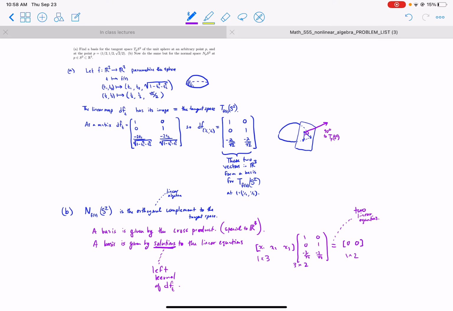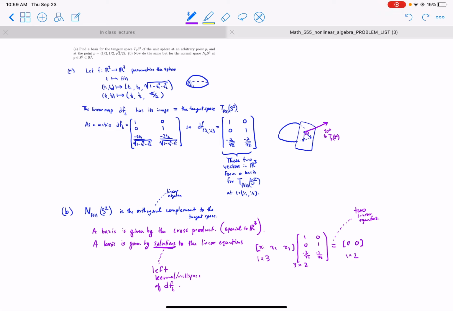Or the left null space. This is all linear algebra. I mean, we're taking algebraic geometry. This is nonlinear algebra, but in order to do it well, we first need to know linear algebra.